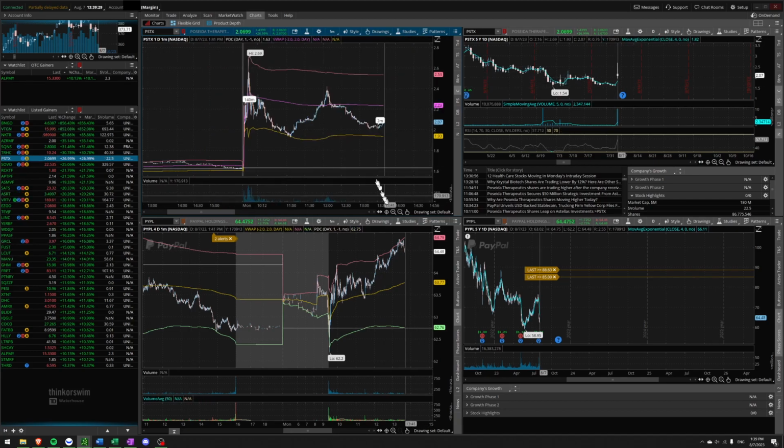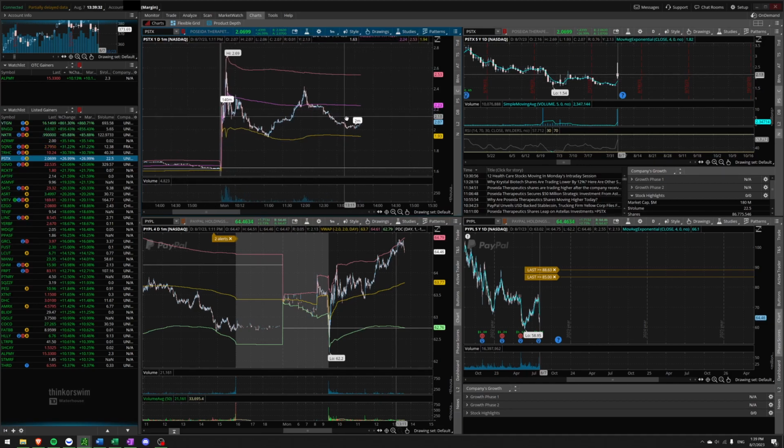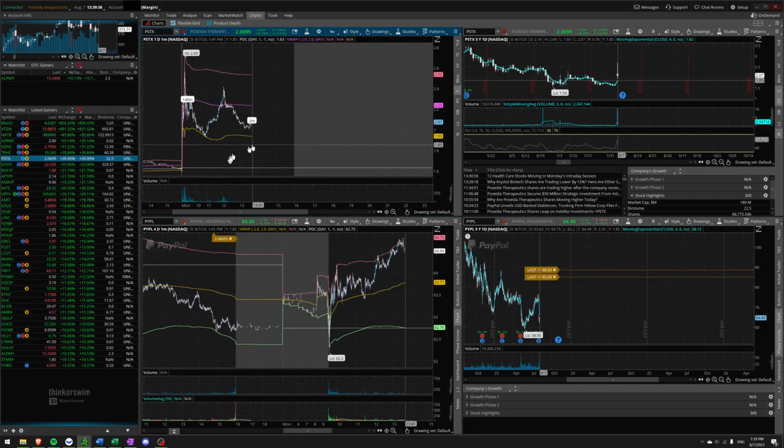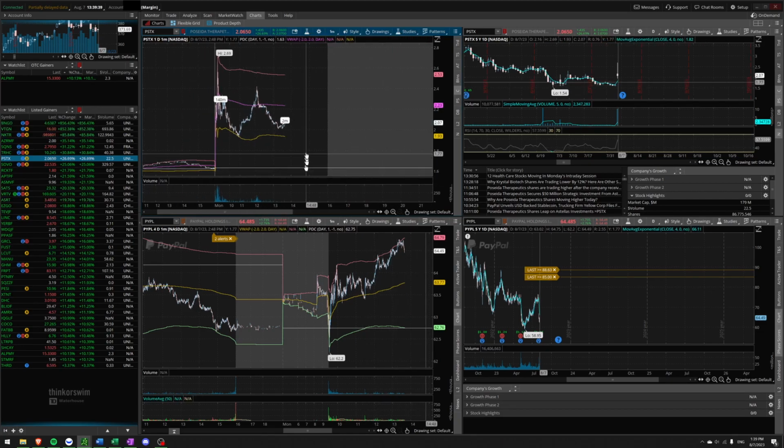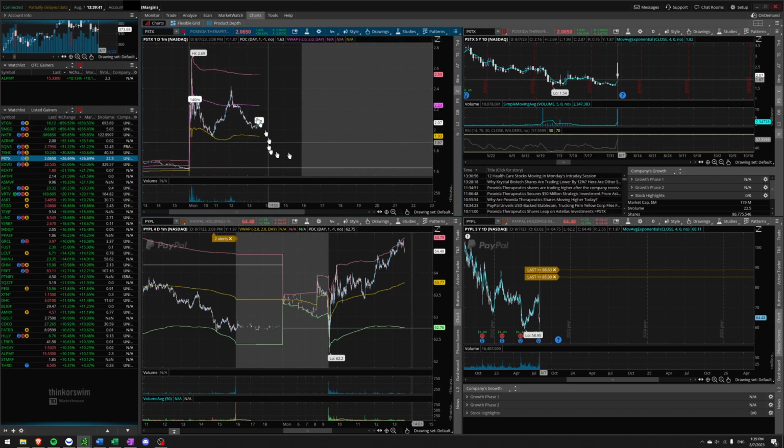What is this? PSTX. Choppy. Yeah, I mean, if this has another green day, I know this day's technically a red candle, it's still a green day. But yeah, I would keep an eye on that. If it does have another green day, I would keep my eye on it. This would go on my watch list.